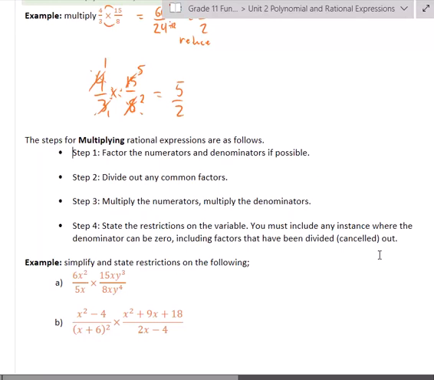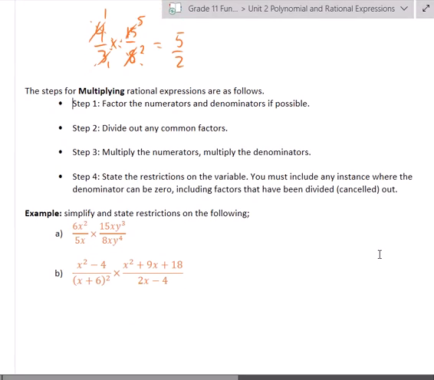So the steps for multiplying rational expressions are as follows. Step 1, factor the numerators and denominators if possible, then divide out any common factors, then multiply the numerators and multiply the denominators, and then state the restrictions on a variable. And remember, you must include any instance where a denominator can be 0, and include factors that have been divided or cancelled out. So let's look at these two examples where we want to simplify and state restrictions on the following.